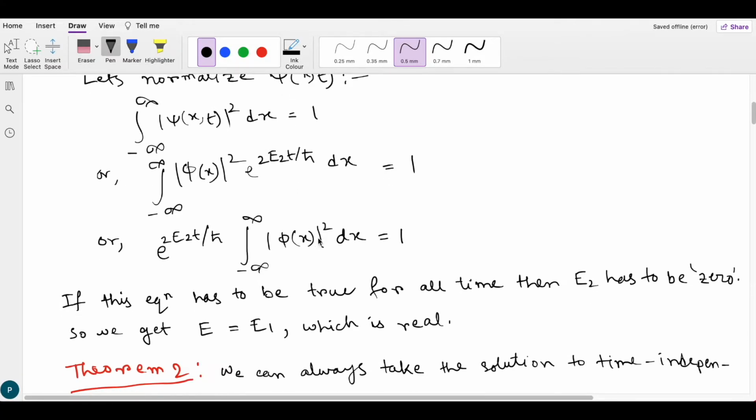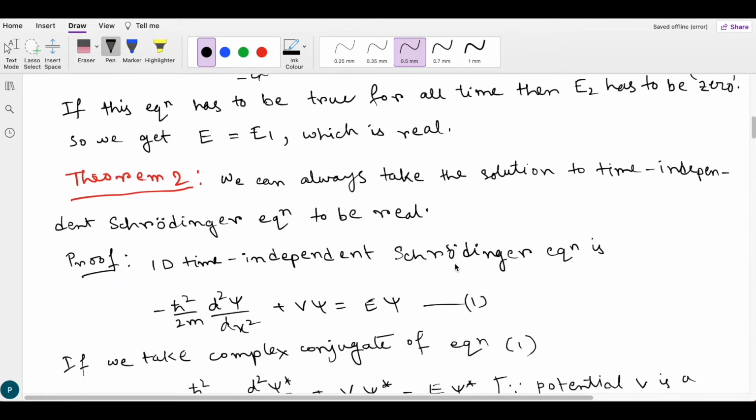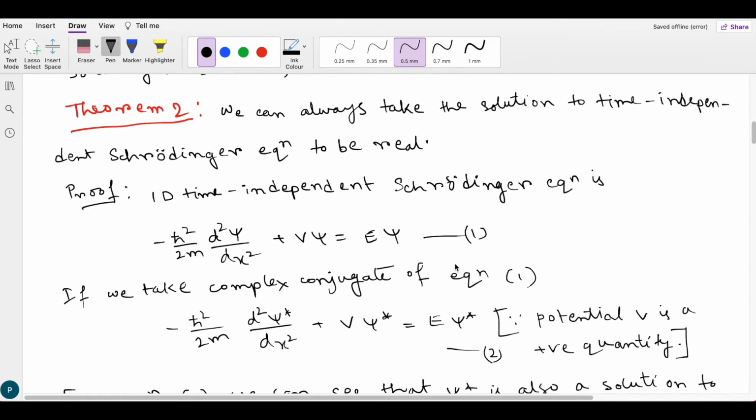And if this equation has to be true for all times, then E2 has to be 0, because if E2 is not 0, then this equation can be true only for one particular time. But we know that for a normalizable solution, the square integral of the wave function has to be 1, and that's possible only if E2 is 0. So from this we can say that E is a real number.